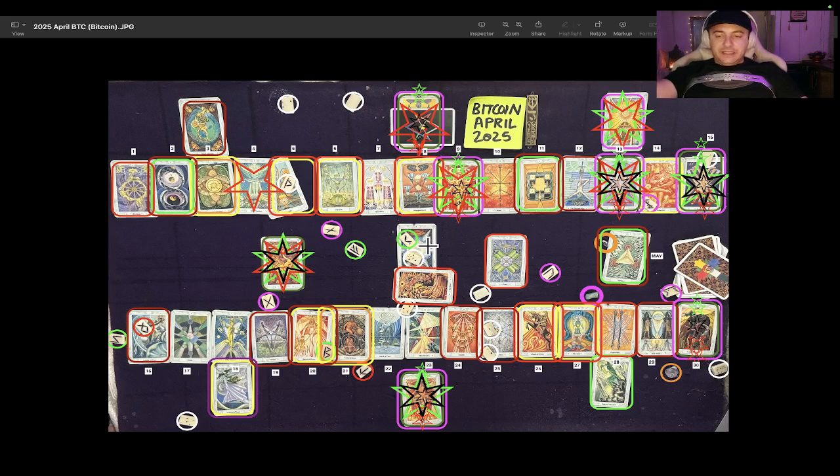So we decline and then find support at the bottom. That's speculation at this point, but that's most likely what we're going to find as we go through the reading.